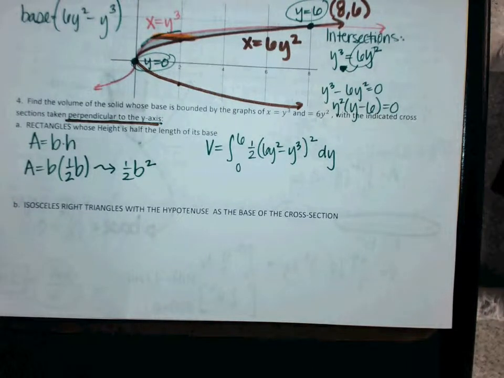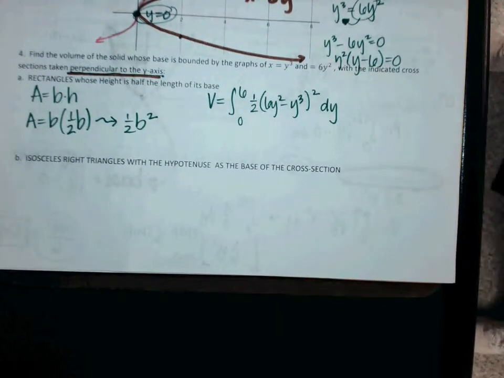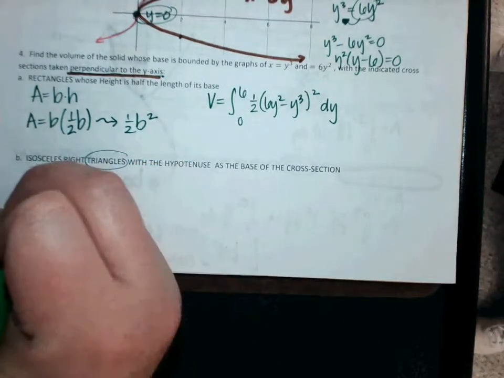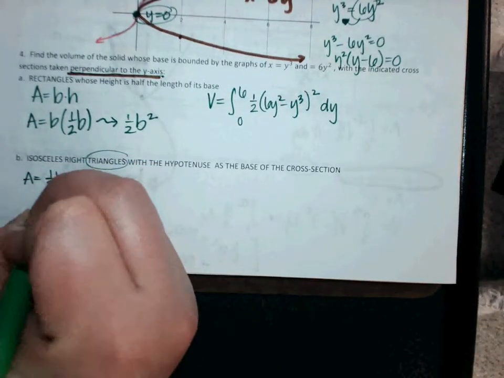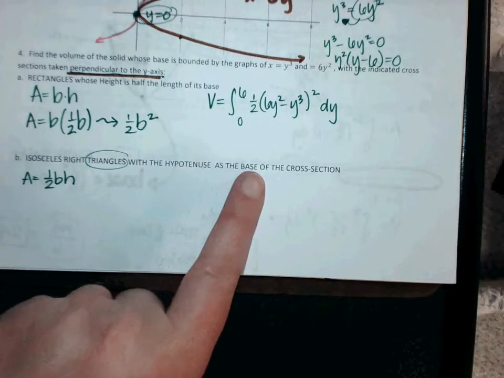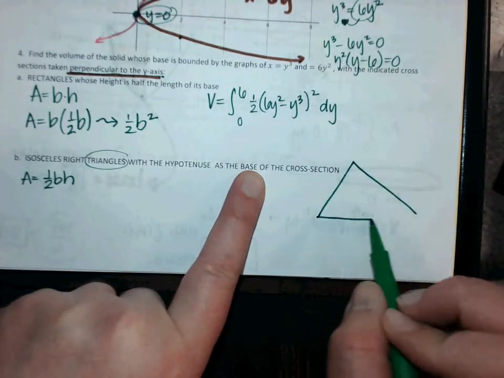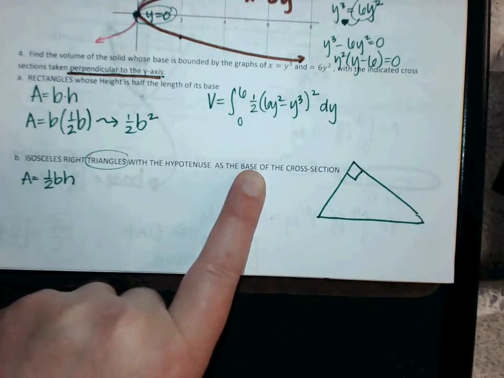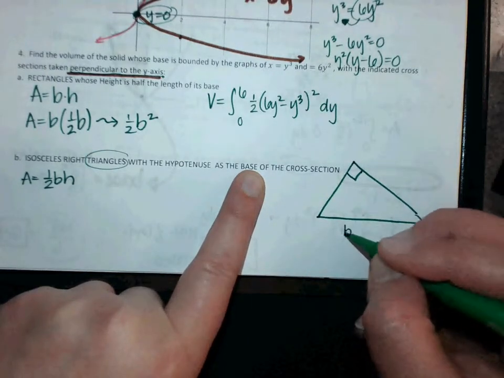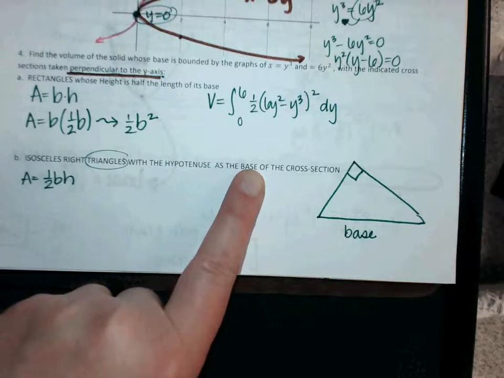Okay, part B. Isosceles right triangle with the hypotenuse as the base of the cross section. Before you start, I would write the area of a triangle. It's what? 1/2 BH. And then I'm going to draw the triangle with the hypotenuse as the base. So, we need an isosceles right triangle. There's my right angle. But I need the hypotenuse to be the base. So that tells you that you want the right angle to be pointed up. Okay? The top.